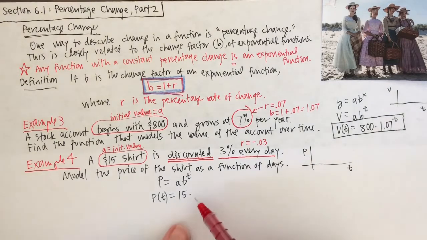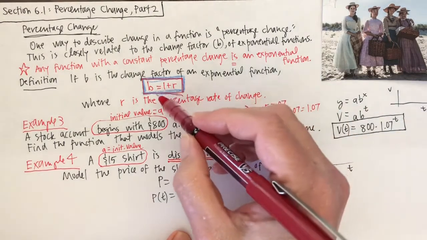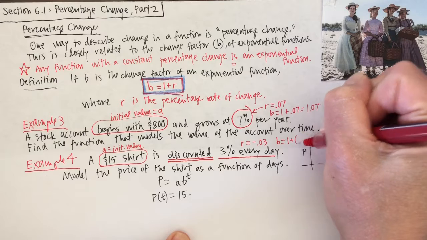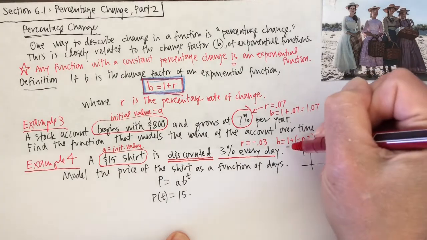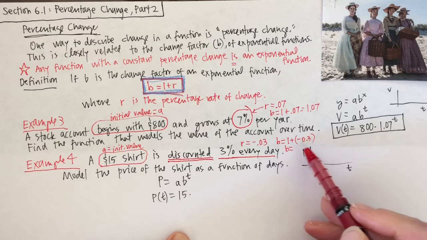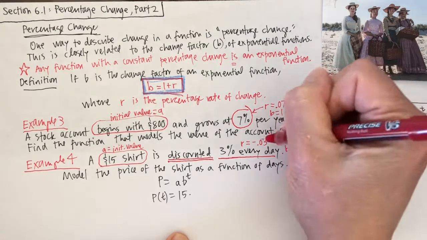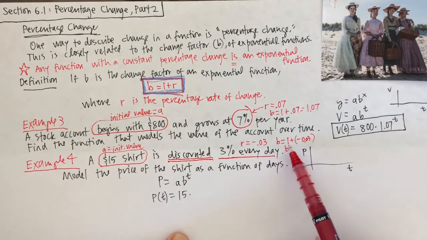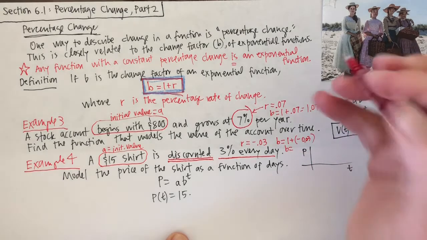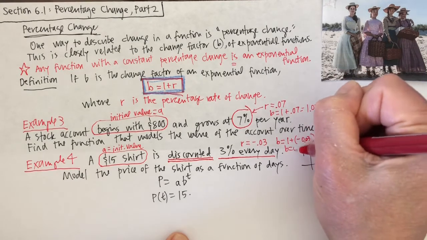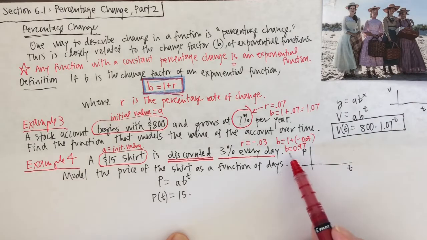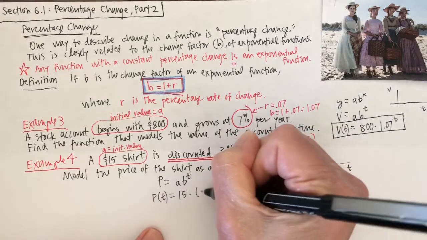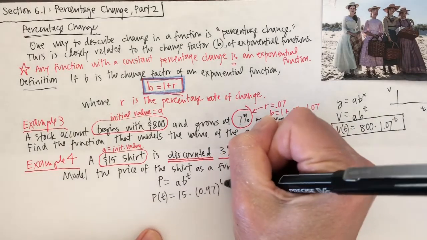Okay, I can't put my R here. I need the B, and I use this formula. B equals 1 plus R, which is negative 0.03. And if I put this in a calculator, 1 plus negative 0.03, the answer for this is 0.97. This is my decay factor. It's less than 1, so I call it a decay factor. And so that's going to go in right here.